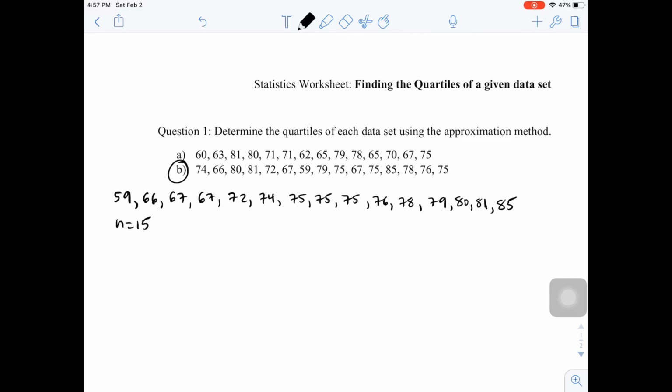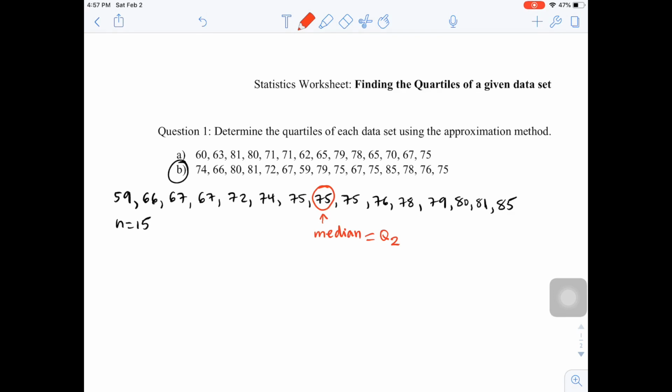To break 15 numbers into two parts, we see that it's going to be two parts of 7 with the middle value 75. So this 75 is standing right here with 7 values on its left and 7 values on its right. This value right here is what we call the median of this particular data set. In terms of quartiles, we call it Q2. Now we need to find Q1 and Q3.